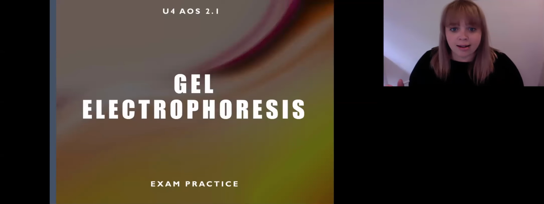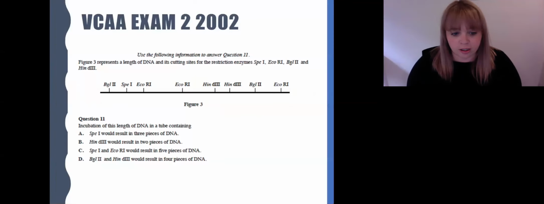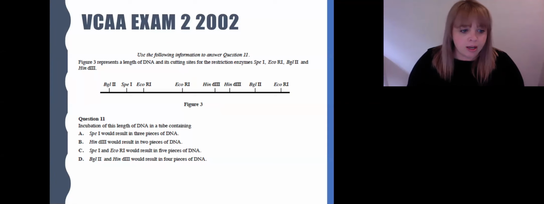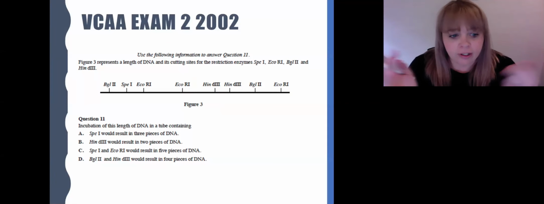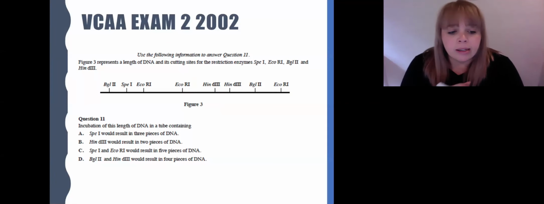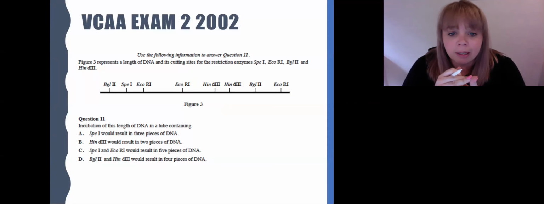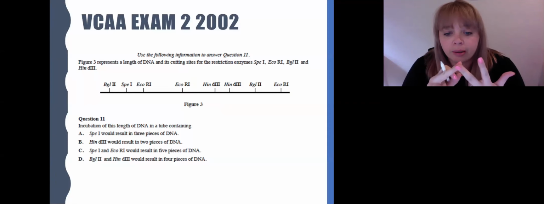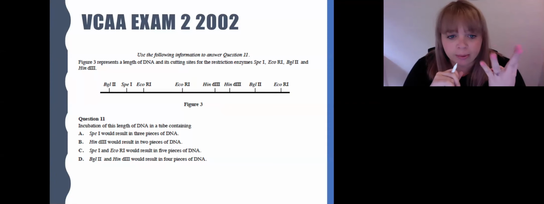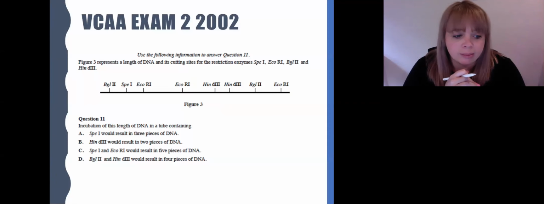Okay, we're going to look at some exam practice questions. So this is the first question in the back of your book, on page 11. It shows us a length of DNA. It says figure 3 represents a length of DNA and its cutting sites for the restriction enzymes SPE1, EcoR1, BGL2, and HIND3. Okay, so we've got 4 different types of restriction enzymes.